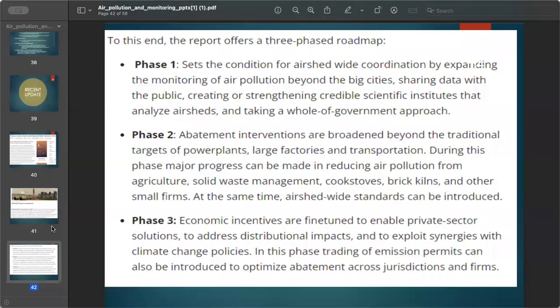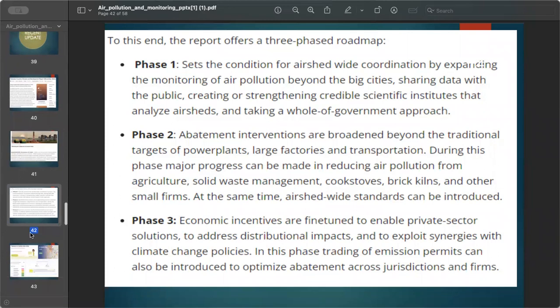Phase one sets the conditions for airshed-wide coordination by expanding the monitoring of air pollution beyond the big cities, sharing data with the public, creating or strengthening credible scientific institutes that analyze the airshed, and taking a whole-of-government approach.